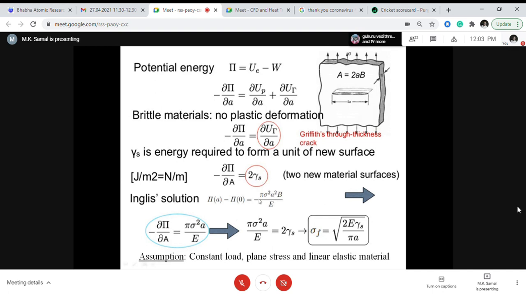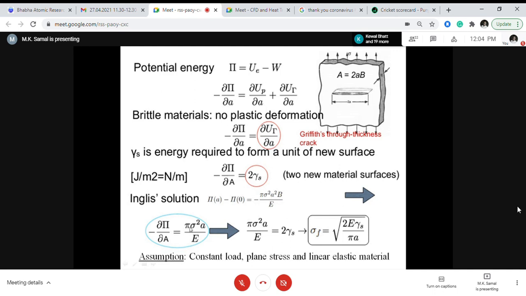So an English scientist, Inglis, calculated that the potential energy of a body with crack length a minus the potential without crack, the difference, is nothing but minus pi sigma square a square B by E, where E is Young's modulus of the material, sigma is the applied nominal stress, a is the crack length, B is thickness. So if you substitute this potential energy difference, with area being the product of thickness B into crack length, and differentiate, we get pi sigma square a by E. Okay, this is the potential energy release rate.